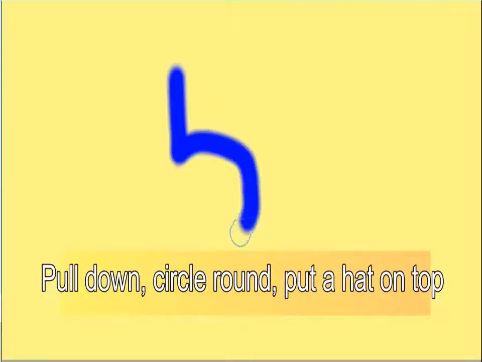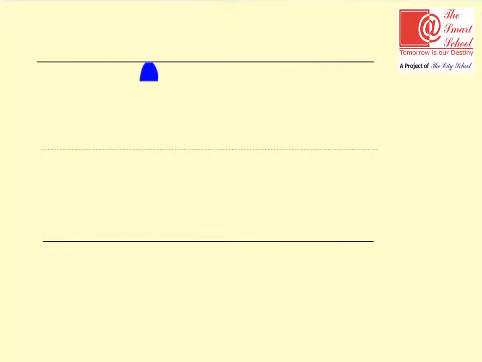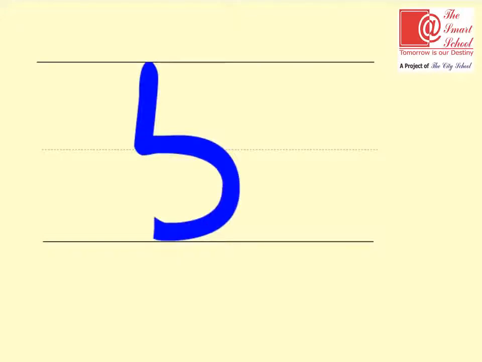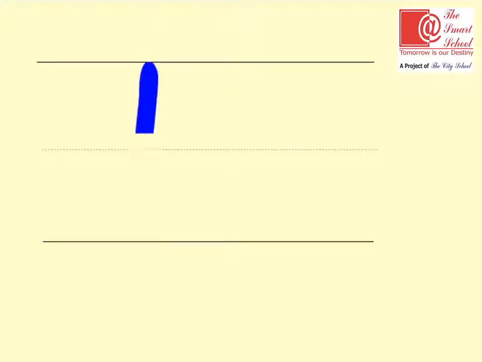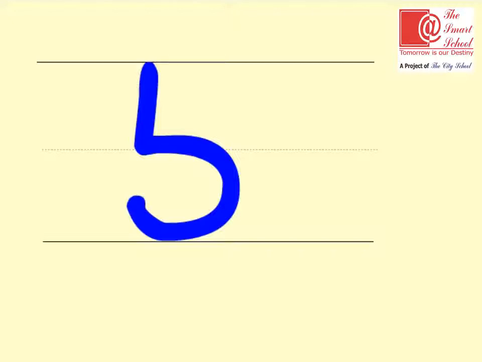Pull down, circle round, put a hat on top. Straight line down, then around. Put a hat on top. This is number 5. Now let's practice again. Straight line down, then around. Put a hat on top. This is number 5.